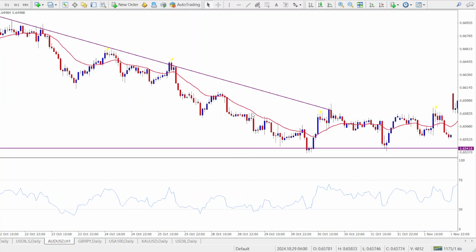All right, when you want to determine your exits, make sure you use good risk to reward ratios even before you enter the trade. For example, if we wanted to enter this sell trade, we should have calculated our risk and our reward ahead of time.